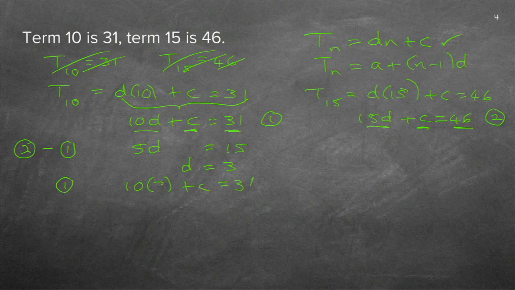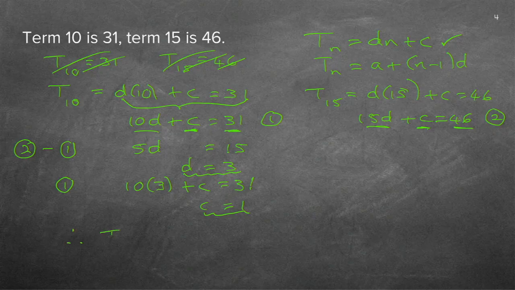But what is D now? You found it to be 3. So it's 30. If I take it over, 31 minus 30, it's just 1. So there you've got your D, and there you've got your C. What did they actually ask? They asked you the general formula. So now I can write down.